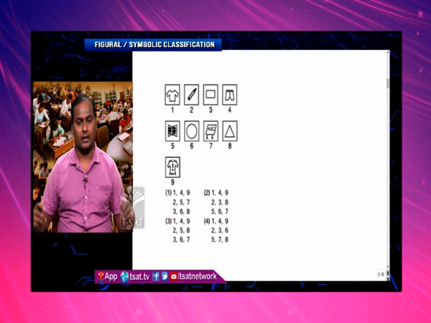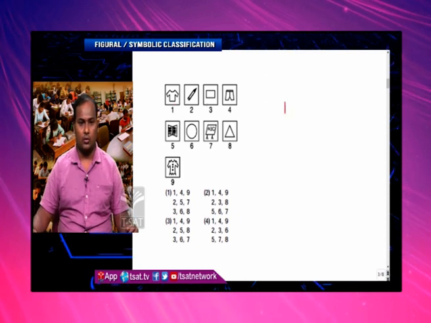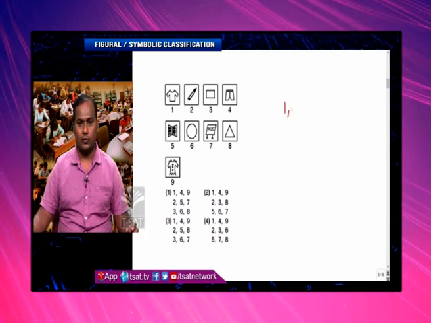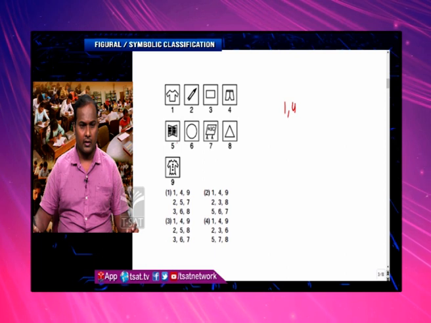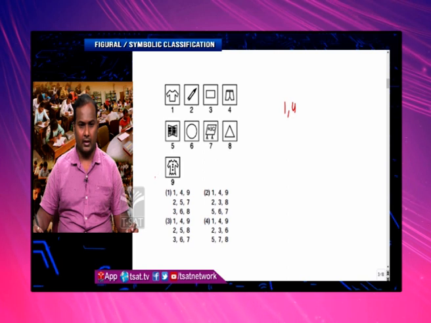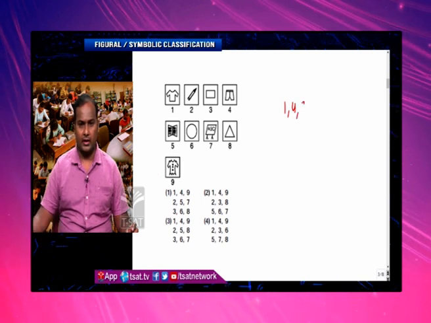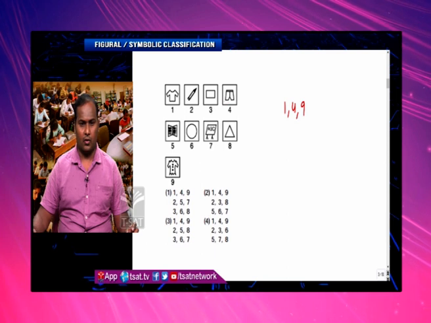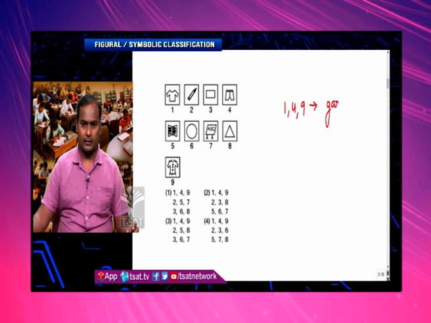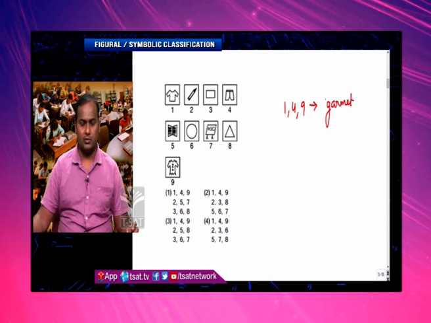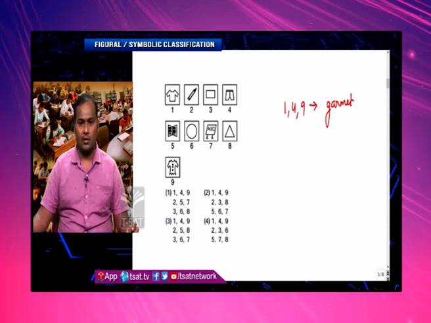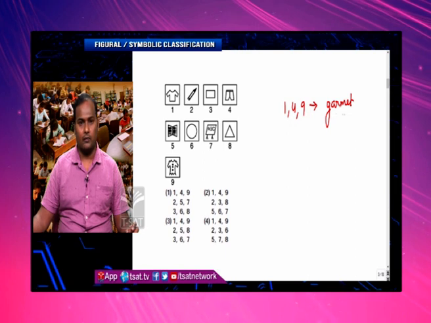garment character. 2 is a pen, not possible. 3 is some square or rectangle, not possible. 4 is a garment. Again 5, 6, 7, 8, and 9: if you see 9, it is again a garment. So 1, 4, 9, this particular group is based upon garment. All this group is having garment. This is called classification. You are classifying the figures 1, 4, 9 based on the character of garment.